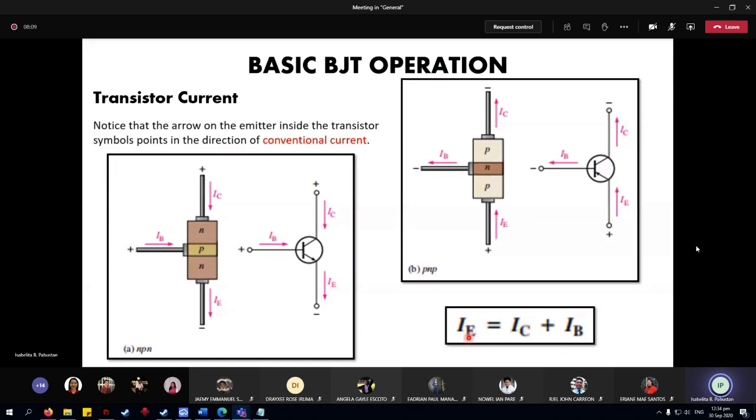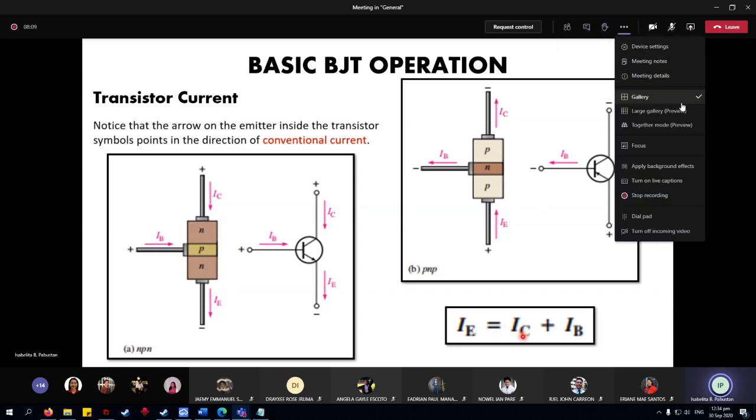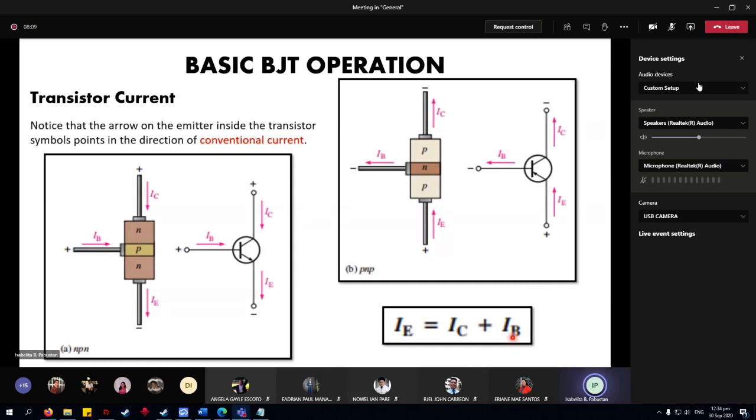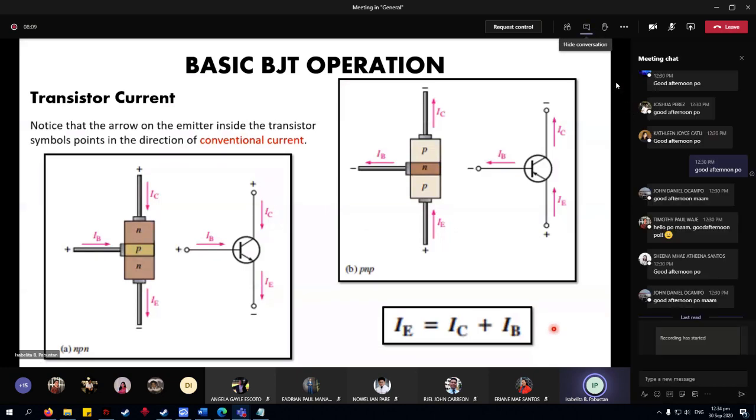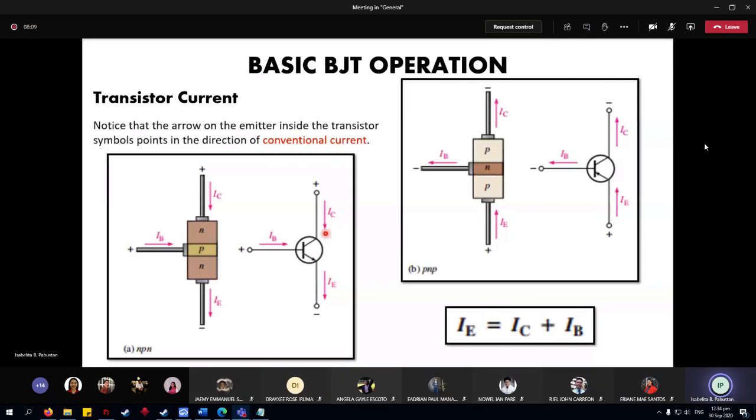You could do it, as long as the given is incomplete. You could have IE approximately equal to IC. Only do that if the given is incomplete. Now again, what we are following here is conventional current.